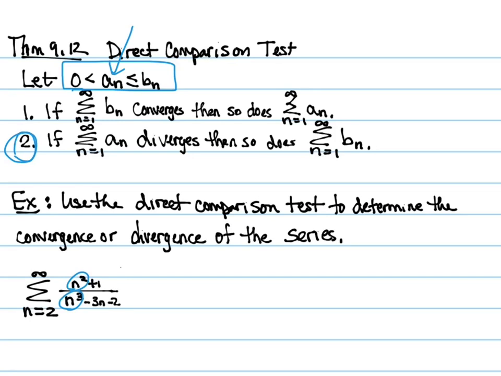So let's take a look. If I have n squared plus 1 over n cubed minus 3n plus 2, what happens if I make the numerator smaller? What if I remove the plus 1? Does the whole fraction become smaller or bigger?